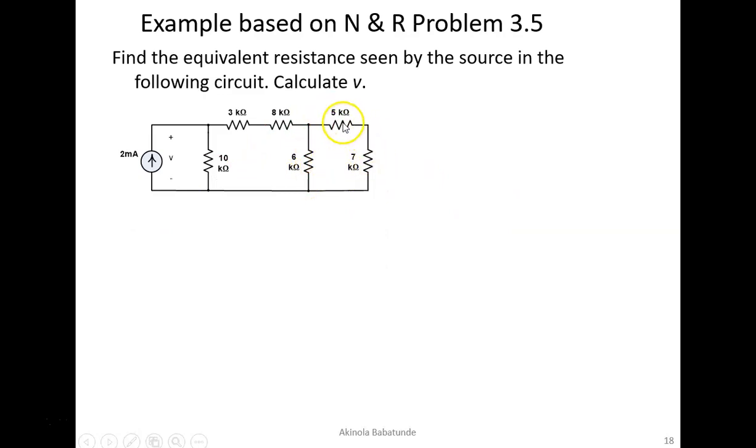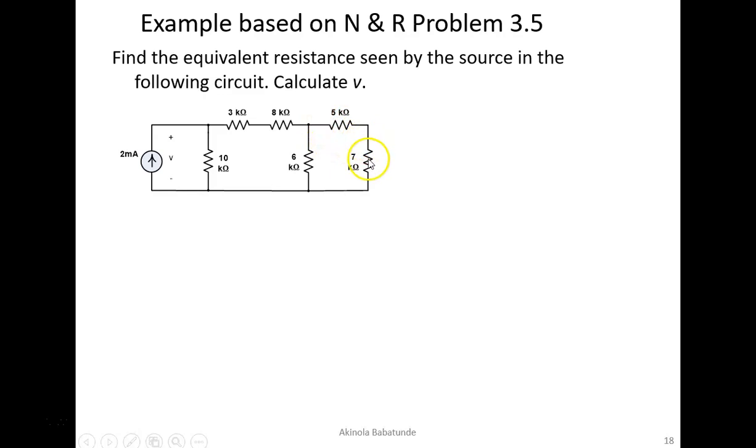So starting from here, this is a node. You will find out that the current that enters 5 kilo ohms is the same current that will pass through 7 kilo ohms. So using our series equivalence principle, we can say that 5 kilo ohms and 7 kilo ohms are in series. If they're in series, you just add them together, and that gives us 12 kilo ohms here.